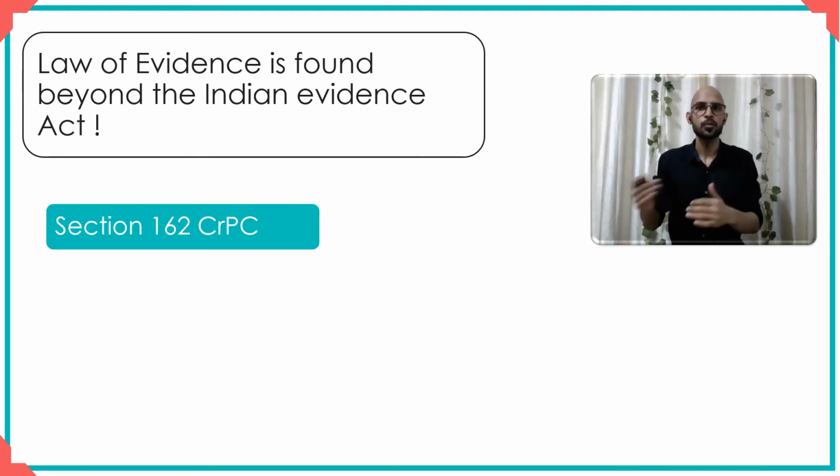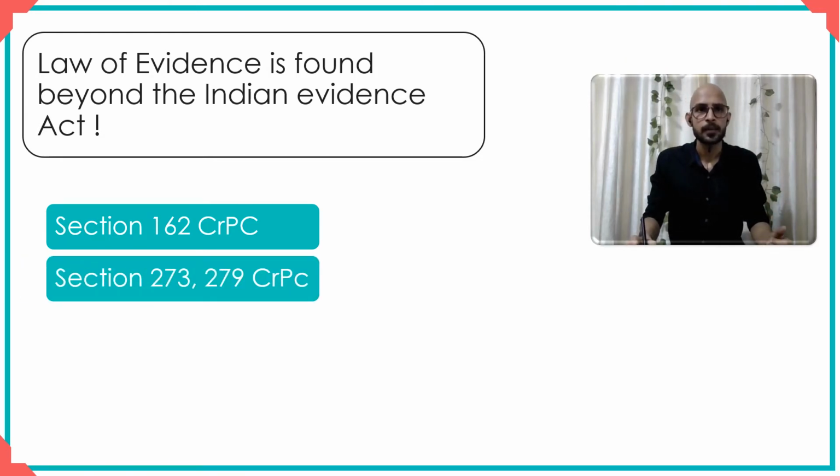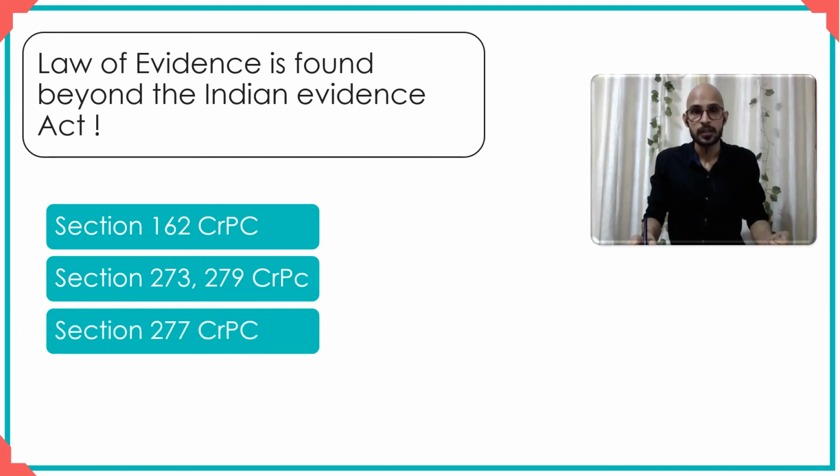If you want, you can go ahead and look at these provisions, or you can leave that for later. Similarly, sections 273 and 279 of the CrPC talk about the fact that evidence in 273 requires to be taken in the presence of the accused. 279, on the other hand, talks about situations in which it can be done in the absence of the accused. These also clearly are principles relating to evidence. Likewise, 277 of the CrPC talks of the language in which evidence is to be taken.